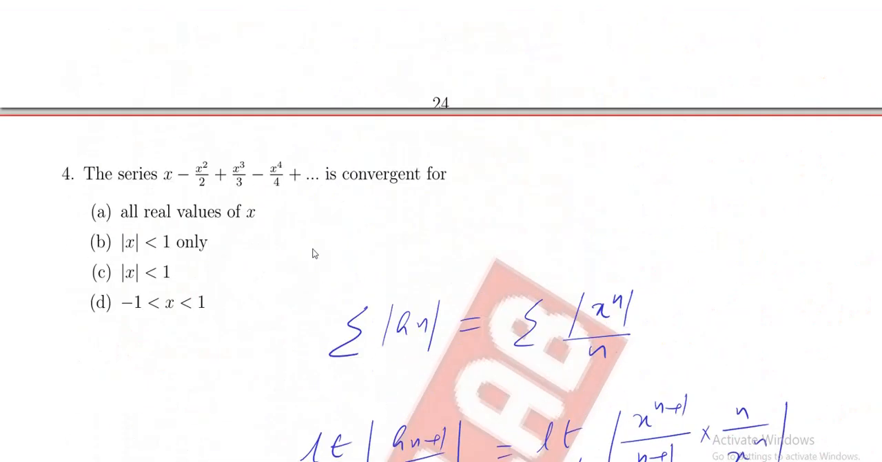So the answer looks like this: convergent for all values of x, that's false. Mod x less than 1 only, that's also not true, because when x is equal to 1, that series is convergent. Convergent for mod x less than 1, that's true, and the same as d also, right? Typo error. Anyway, so here the correct options are C and D.